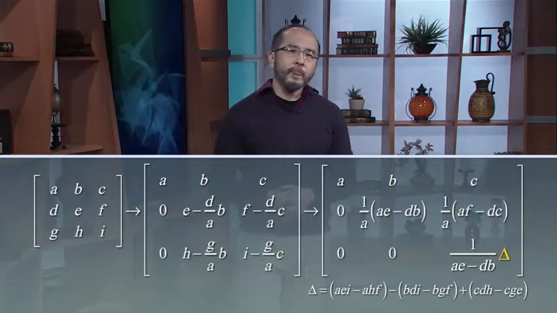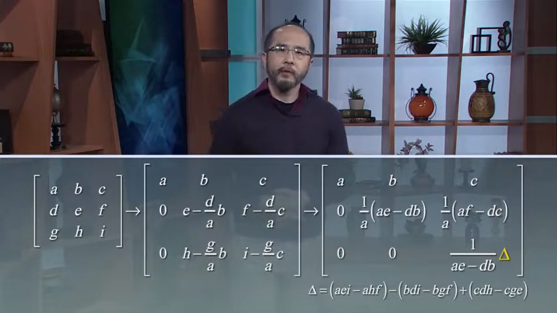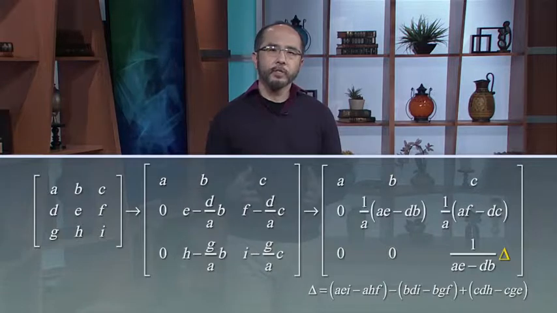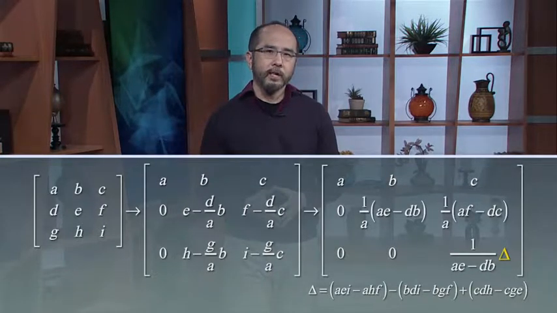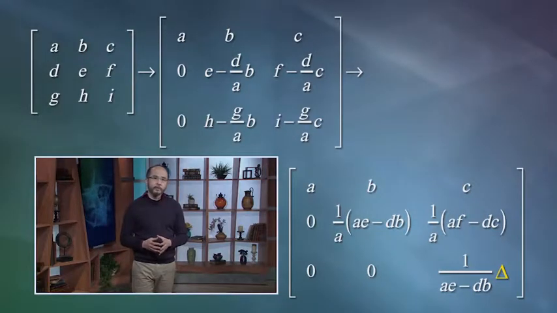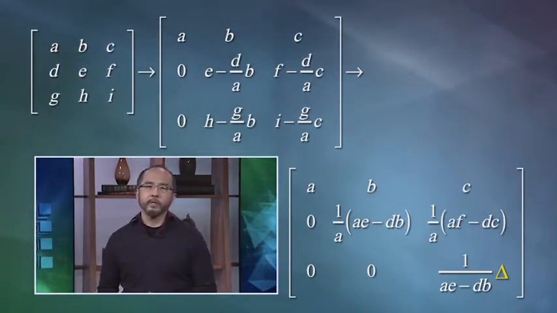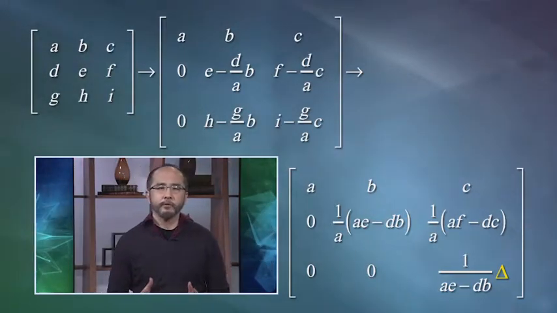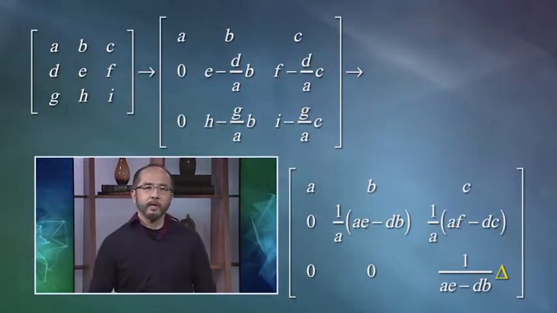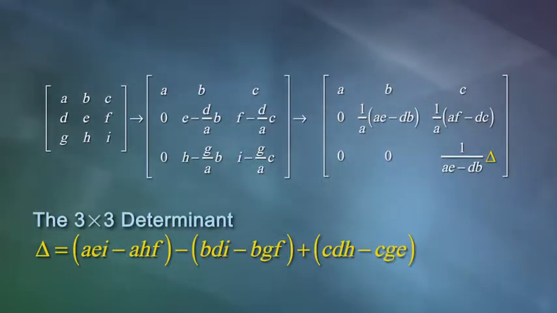This means that if the number delta in the bottom right corner is 0, then we will have a row of zeros and the matrix will not row reduce to the identity. So the matrix is not invertible. And if delta is non-zero, then it will row reduce to the identity. So let delta be the quantity we call the determinant of a 3 by 3 matrix. Taking a look at delta, you'll find delta equals this complicated expression.